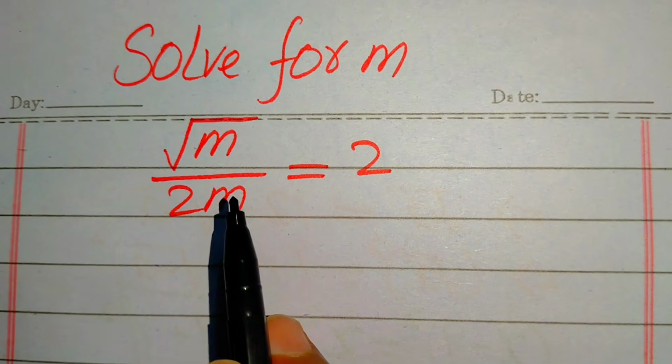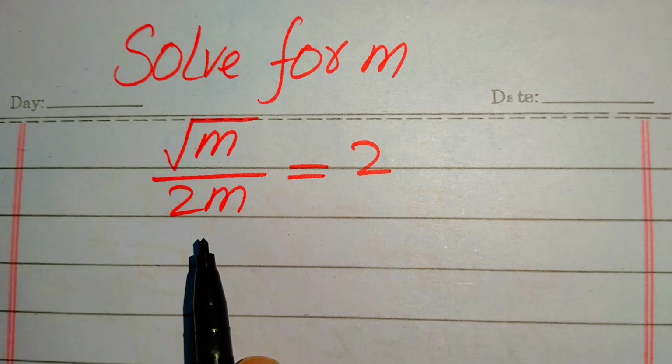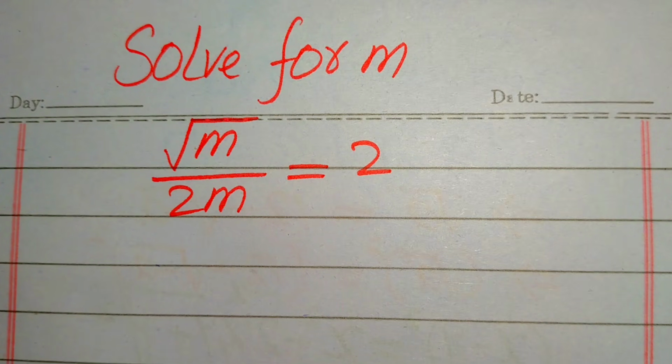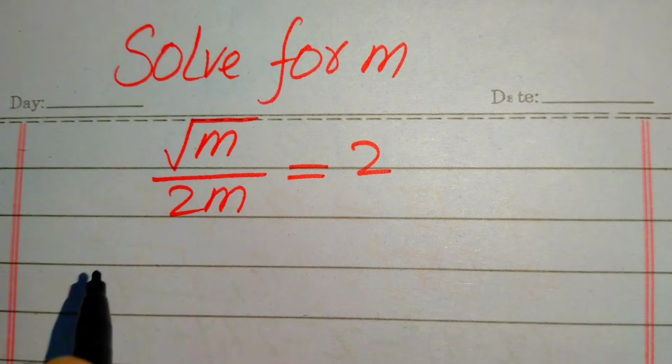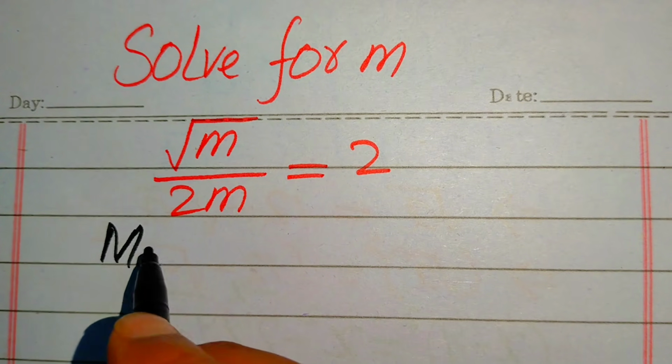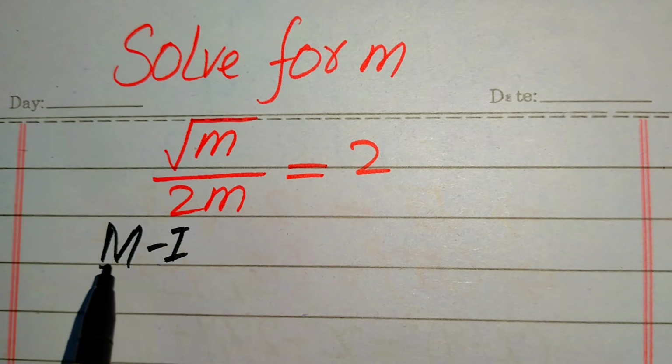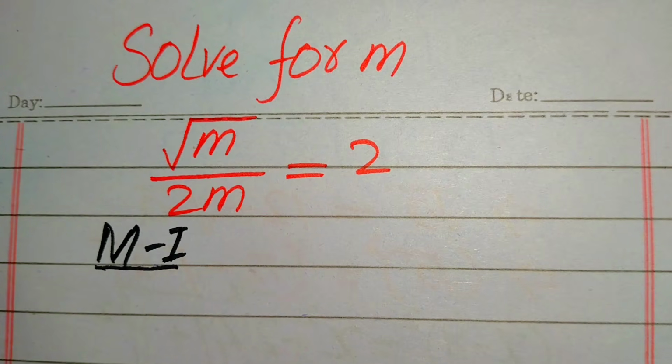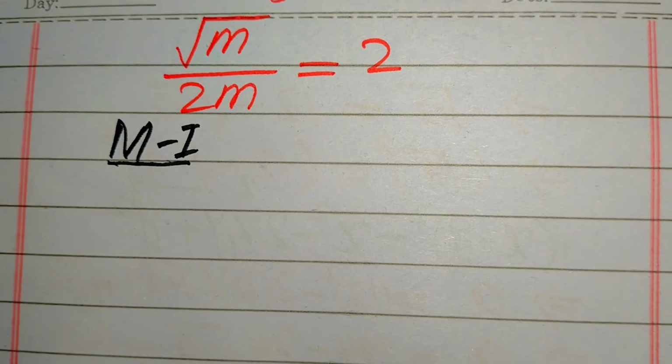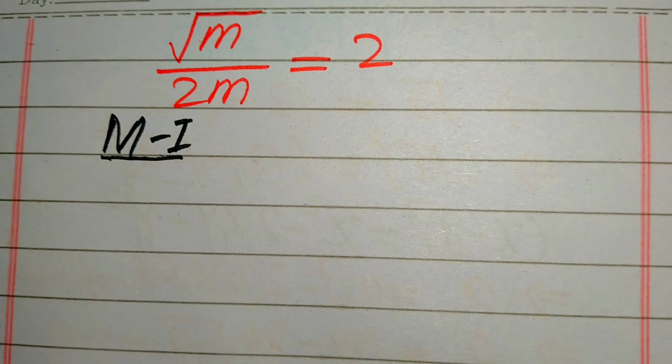So here we have the square root of m divided by 2m equals 2, and we solve this problem for all the values of m. We solve this problem with two methods. I hope you like both of these two methods, but if you have any other method in your mind, please don't hesitate to write it in the comment section.